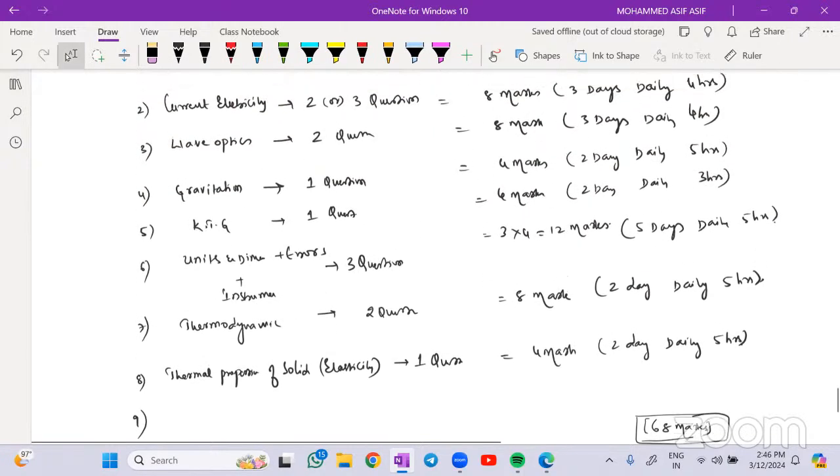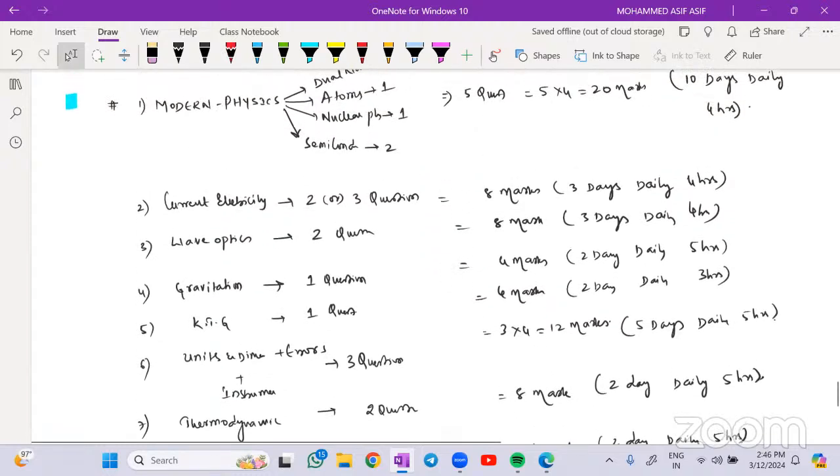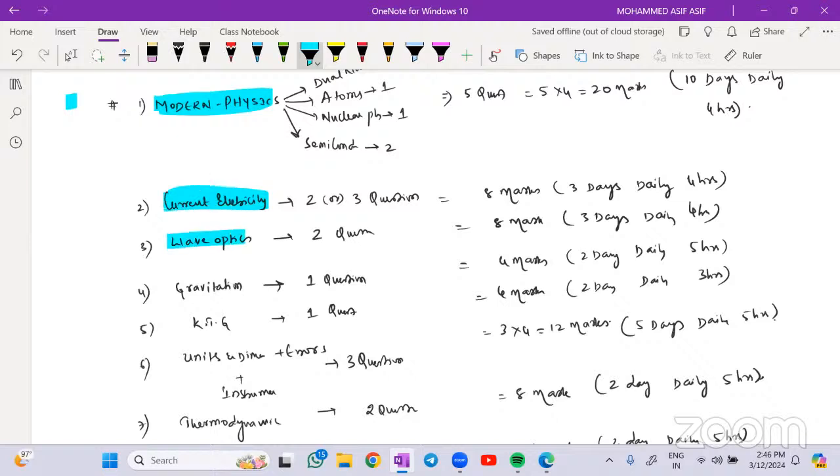Elasticity or thermodynamics or units and dimension, KTG and current electricity. I have not written the electricity part. I have not given you right now electrostatics, electric field, Coulomb's law, but all I have not taken. That we'll try to do in the second phase, but in the first phase, we'll try to complete your modern physics detailing, then we'll do current electricity, then wave optics, then gravitation, then KTG, then units and dimensions and errors and instruments, then thermodynamics.